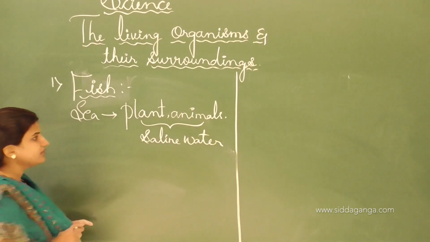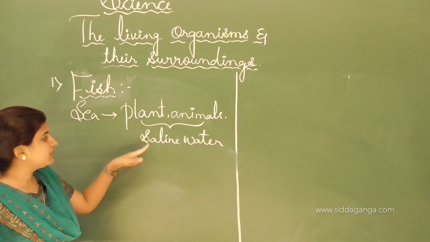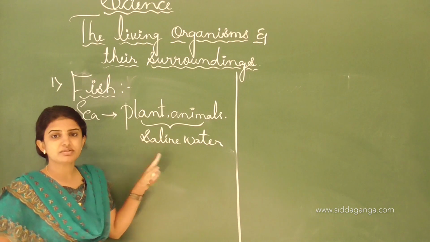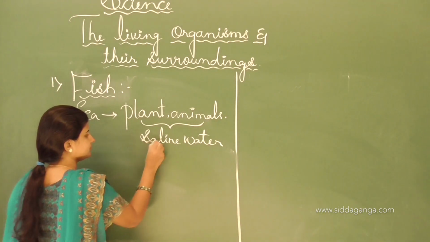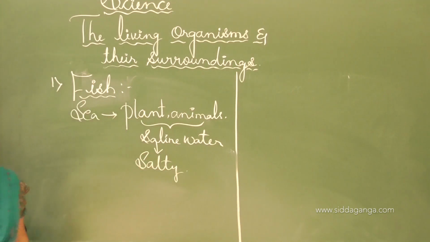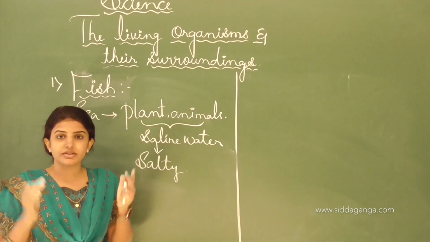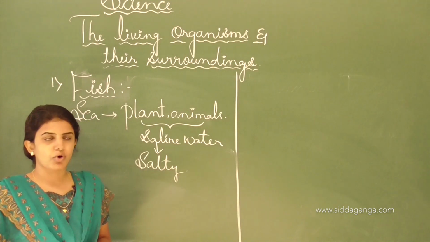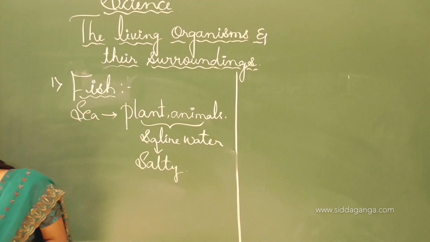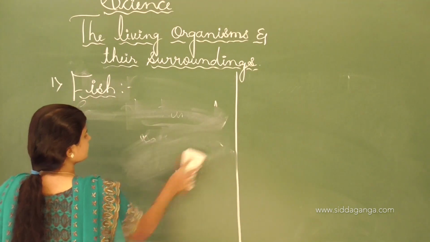See, the plants as well as the animals live in the sea, and they are surrounded by saline water. Saline water is nothing but salty water. Fishes also live in the seas, and many kinds of fishes are found in the seas, and these fishes have a streamlined body. Streamlined body, as I told you in the previous class, looks like a boat shaped structure.